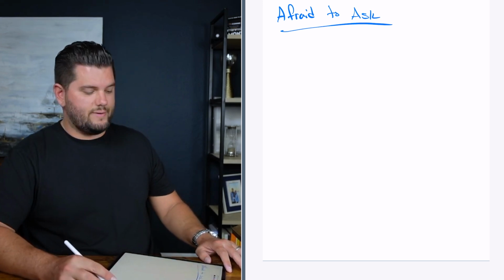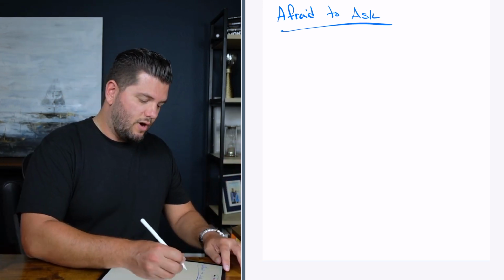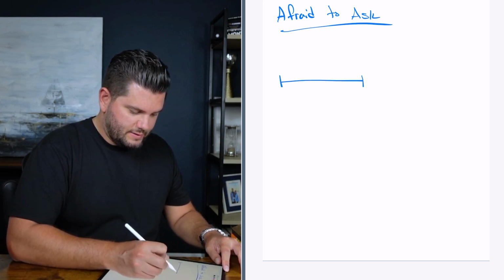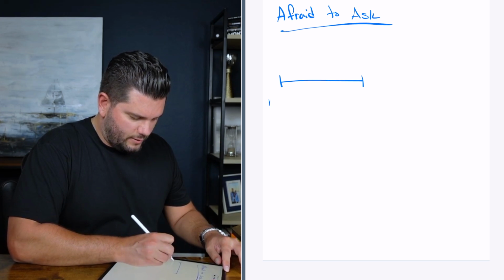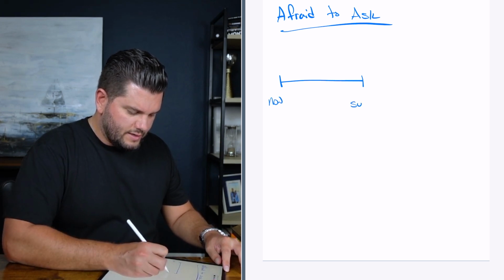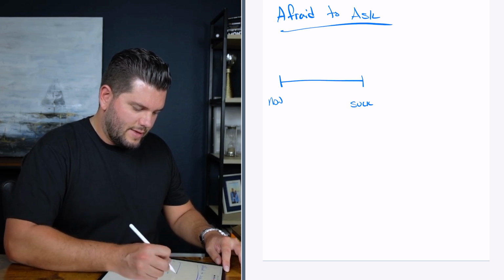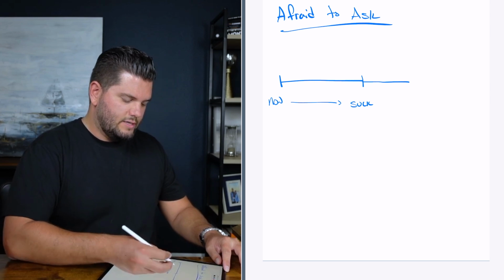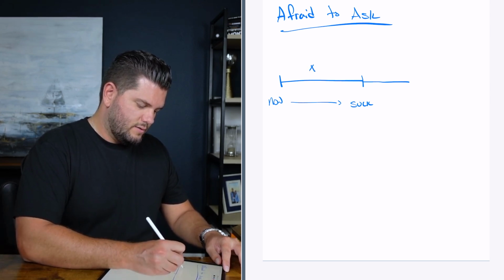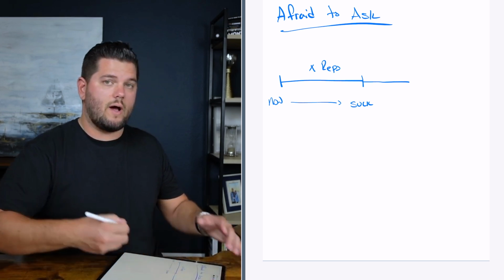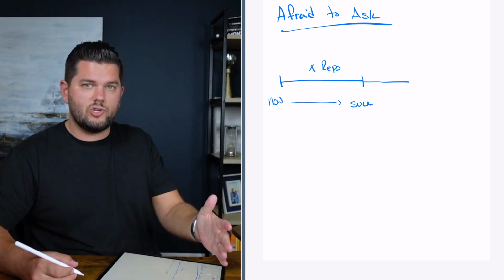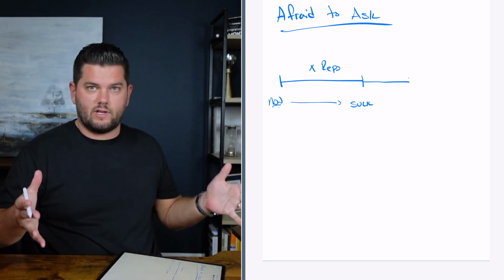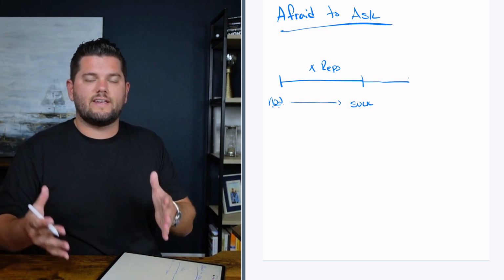If you are afraid to ask for anything, it is probably because you suck at it. So I like to explain it like this. There is where you're at now, and over here is a little timeline. From where you're at right now to sucking is going to require X reps. We don't know how many reps you're going to need to go from where you're at right now to simply sucking, because you definitely suck at whatever it is right now, because you're not confident enough to do it.